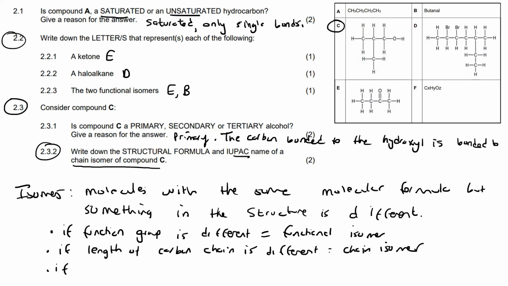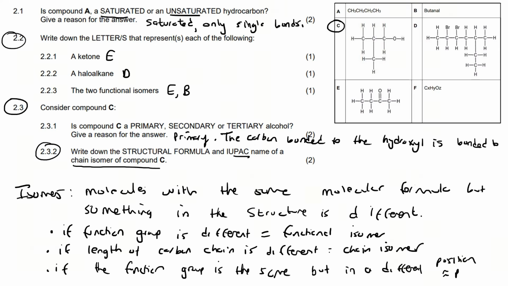And then if the functional group is the same, but in a different position, then we call it a position isomer or a positional isomer.